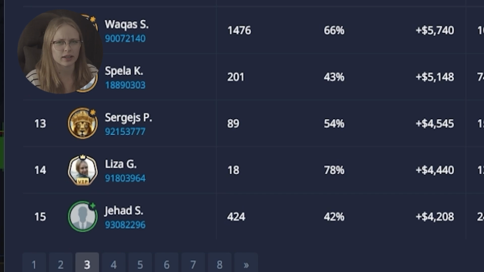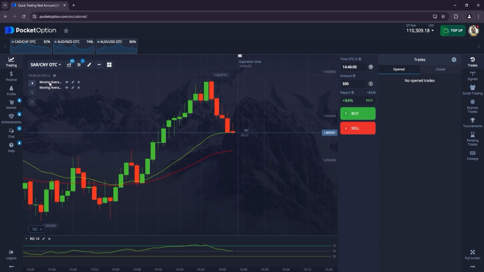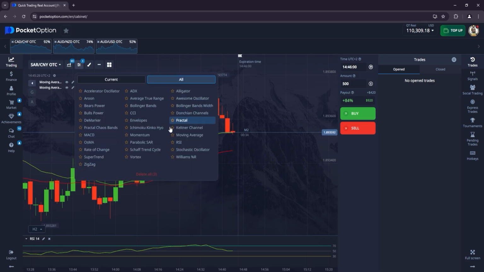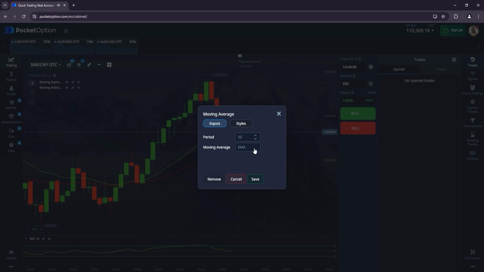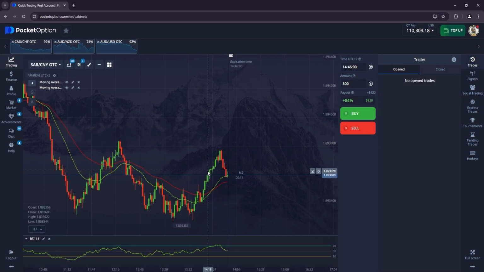Now I'll explain the indicators. Why does it work? In order to use this strategy, you need to add 2 moving averages and 1 RSI. For the moving average, you will place the first one at 50, EMA in red, and the second one needs to be at 25, EMA in green. Now that you have everything set up, we can get started.